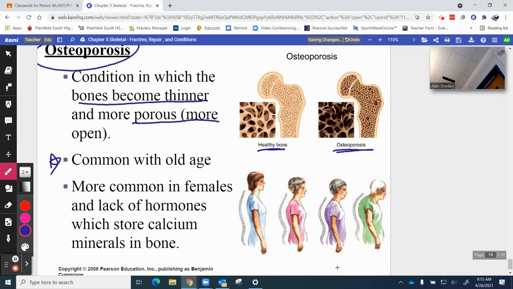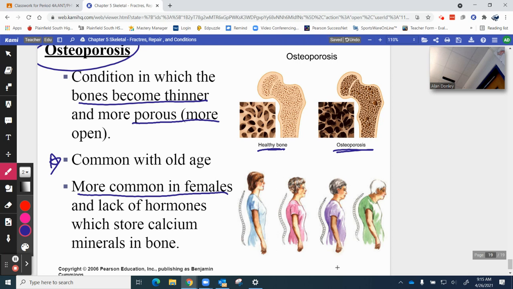All right. And it's more common actually in females, and it has more to do with hormone production. Females don't produce as much testosterone. Remember, we talked about it. They do produce some, but they don't produce a lot of it. So as they age, their estrogen production declines. All right. And that is what also helps them with their mineral storage in bone. So that will kind of end up with that.